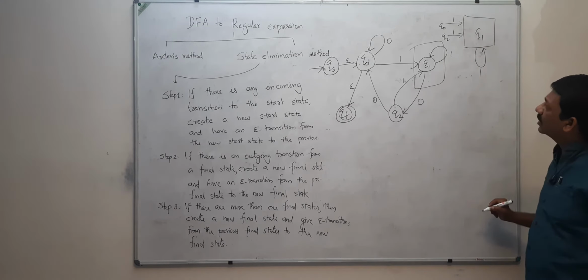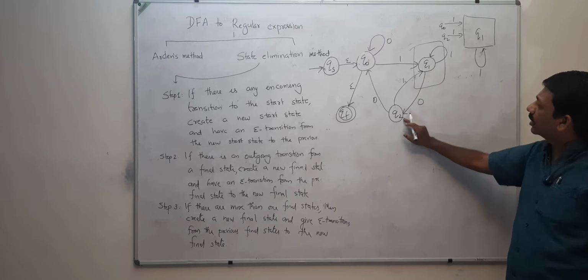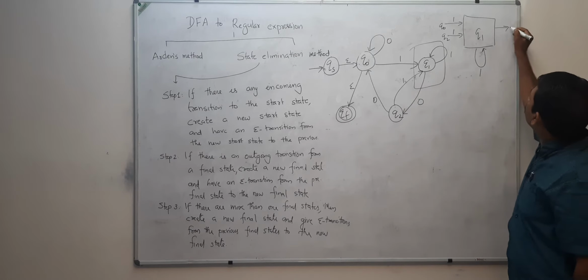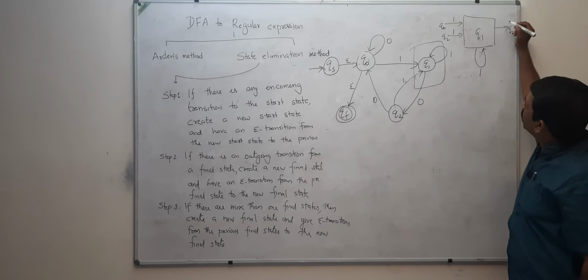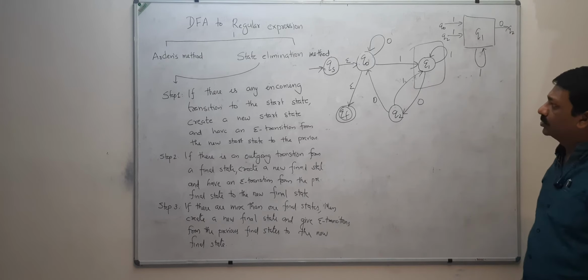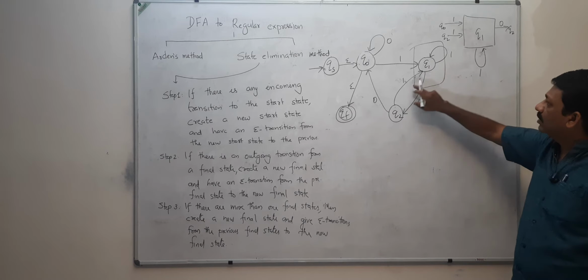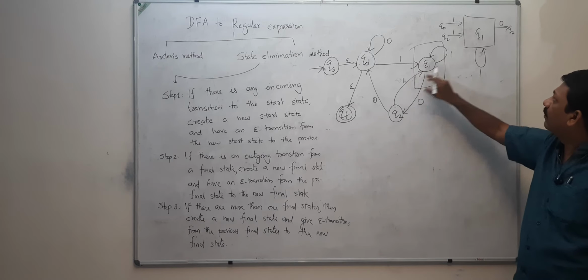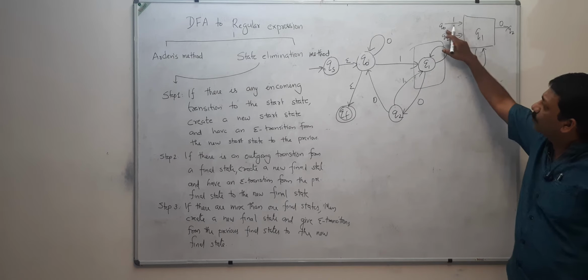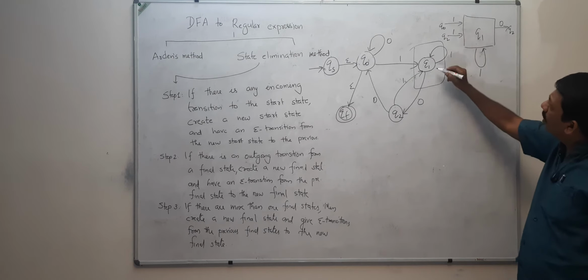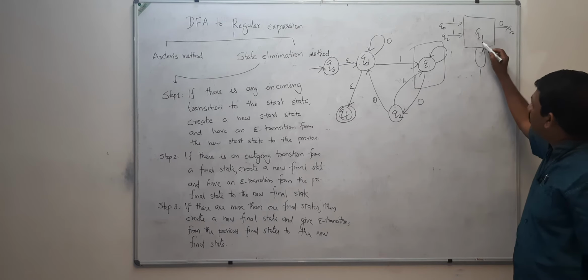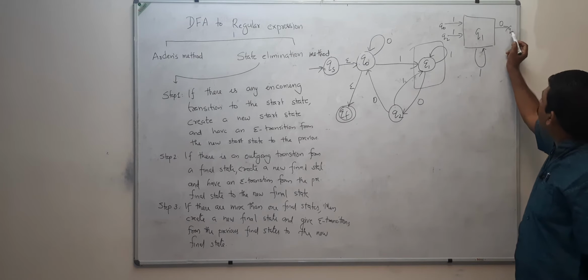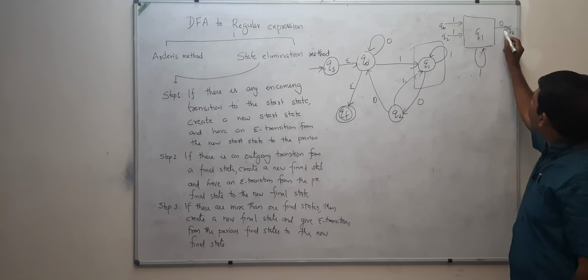And what are the outgoing transitions? Only a single outgoing transition to Q2. That means from here you have an outgoing transition to Q2 and it is labeled 0. So for this Q1, there are two incoming transitions labeled 1, one from Q0 and the other from Q2. You have a self loop labeled 1, and there is an outgoing transition to Q2 labeled 0.